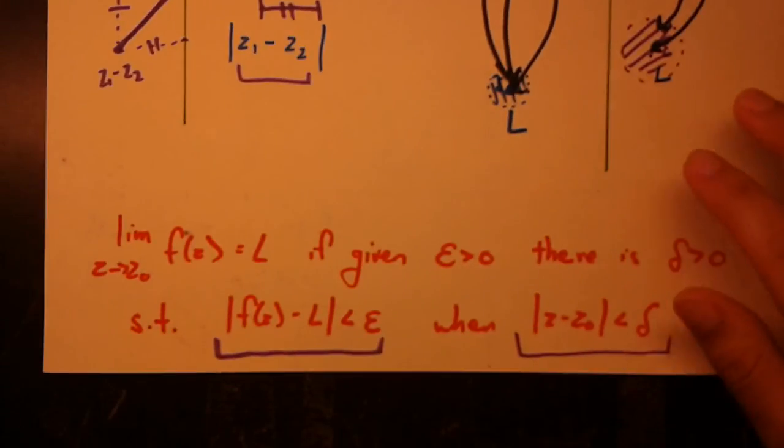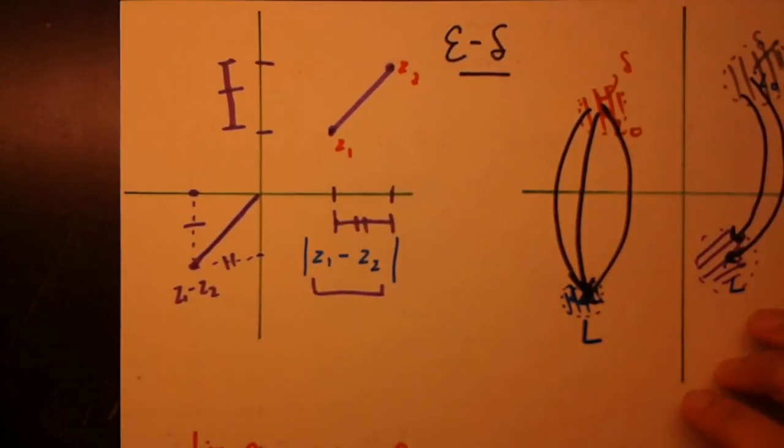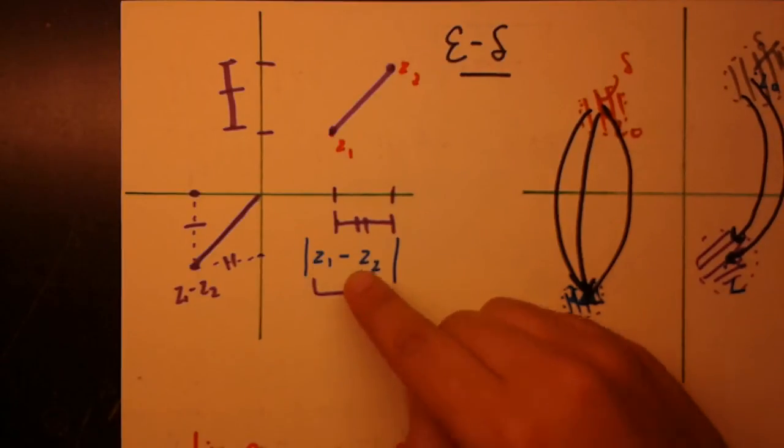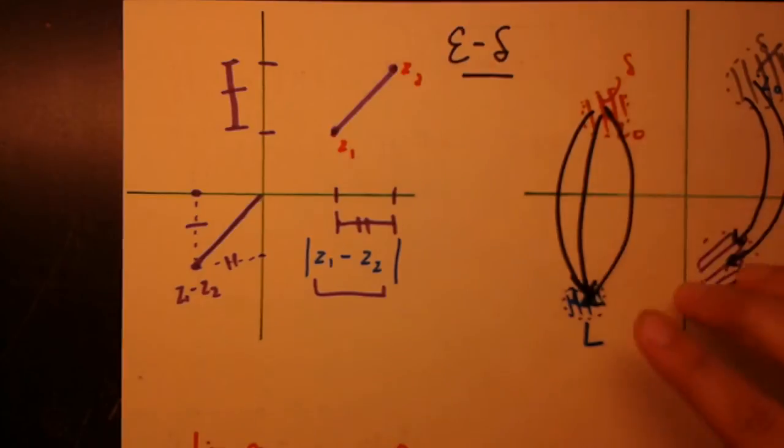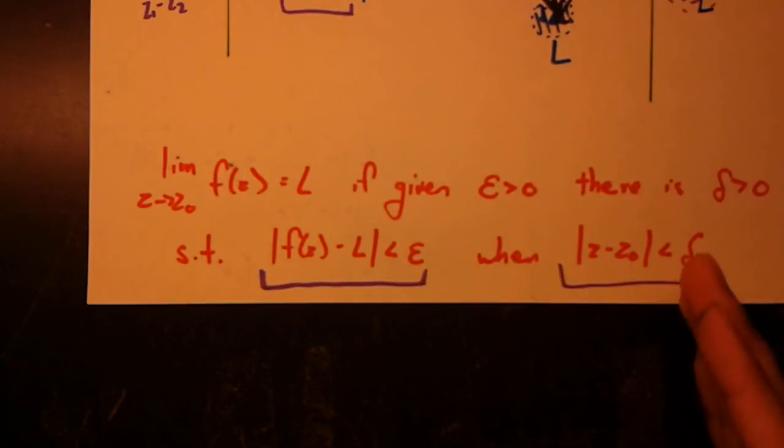So hopefully that helps. But the main thing to take away from this video is that whenever you have a z1 minus z2 and you find the modulus, that is always representing just the distance from here to here. And that we applied in this definition.